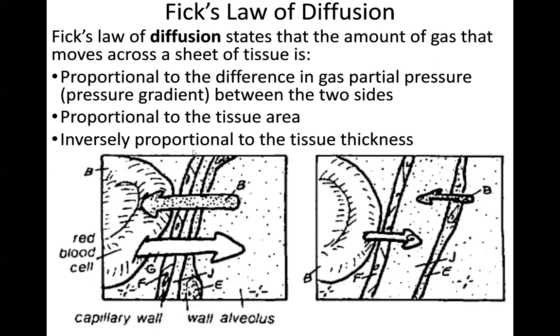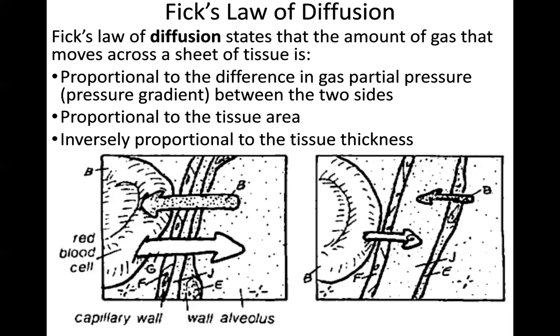However, it's inversely proportional to the tissue's thickness, which is what these two illustrations are showing you. Remember, I was just talking about the respiratory membrane, which is the 4 layers between our blood and our alveoli. In a normal healthy lung, that wall is very thin. Those 4 layers are minuscule, and so oxygen can easily diffuse. So this would be oxygen coming into the red blood cell. CO2 would be going in the opposite direction into the alveoli.